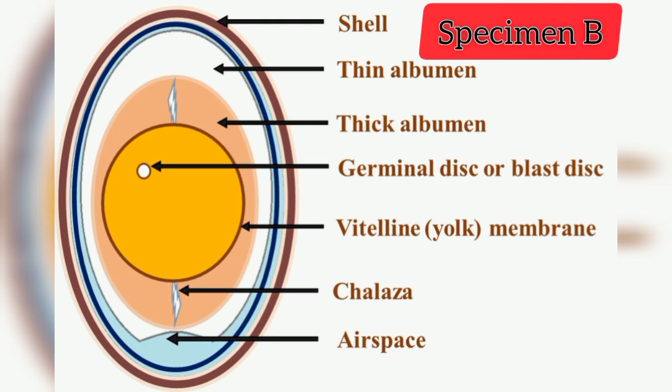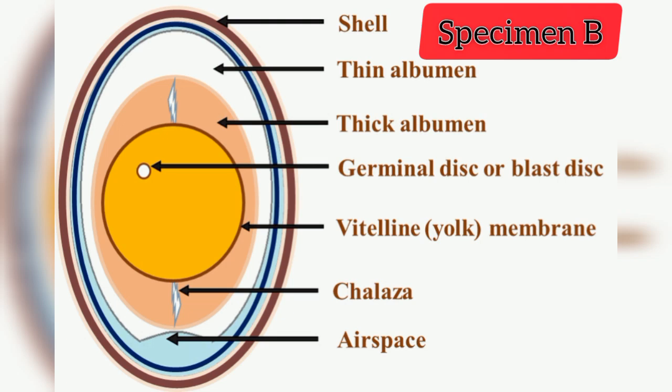In the yolk, you can see the germinal disc, or the blastodisc. That is what it is called. Then we have the layer which divides the yolk and the thick albumen. Actually, it is called the vitelline membrane, the yolk membrane.